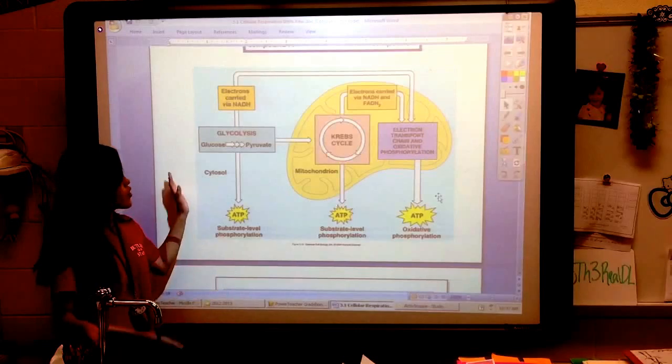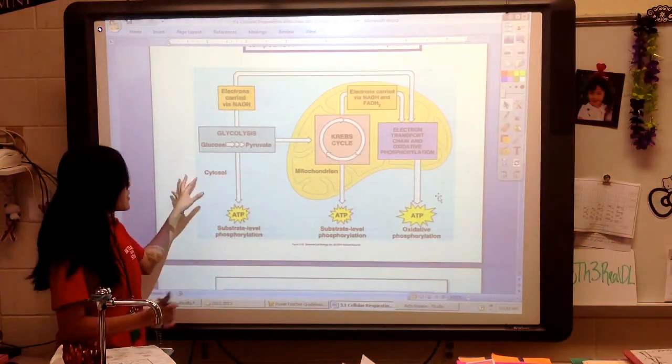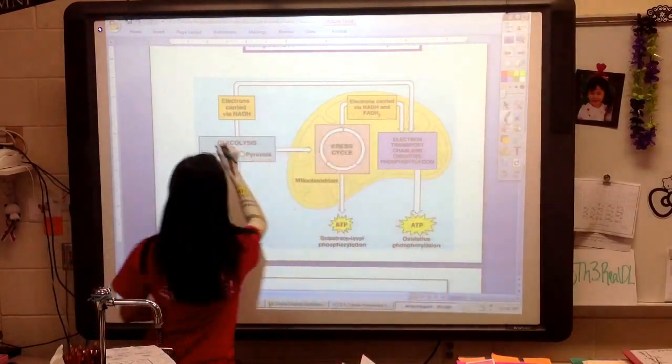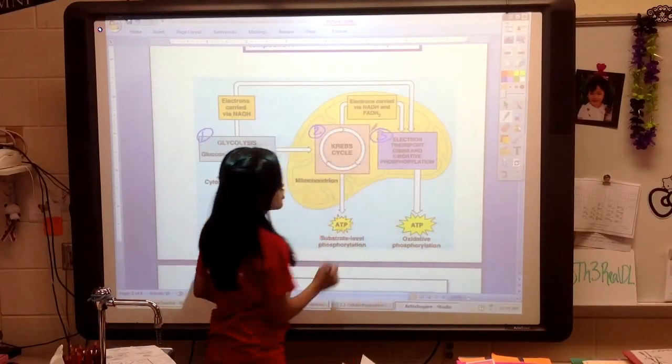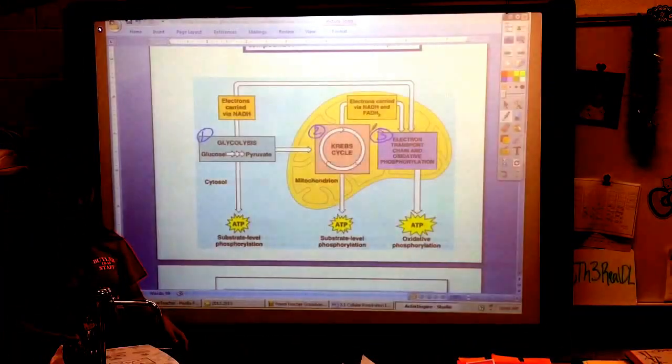Then we have our three main stages of respiration. So the three main stages of respiration are, first of all, glycolysis, the Krebs cycle, and the electron transport chain itself. Remember, that's where most of the energy is going to be made.